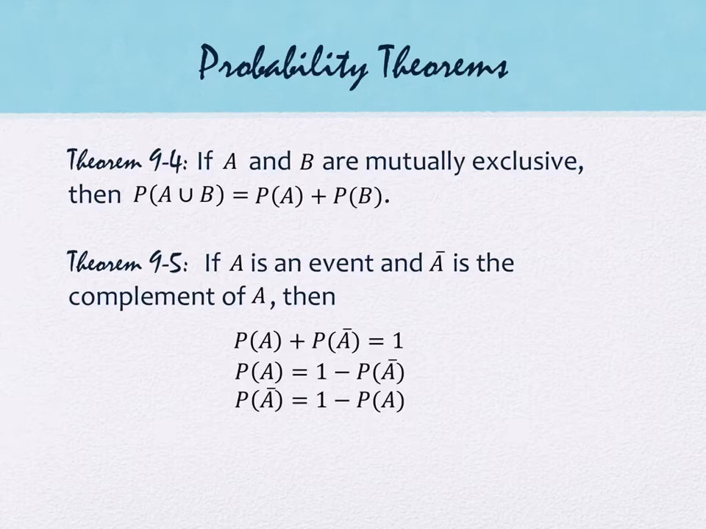Now, if you have something that is not disjoint, that's a problem, and it doesn't work out that way. I cannot find the probability of rolling an even or a prime by simply finding the probability of rolling an even and adding it to the probability of rolling a prime, because they overlap. They're not disjoint.